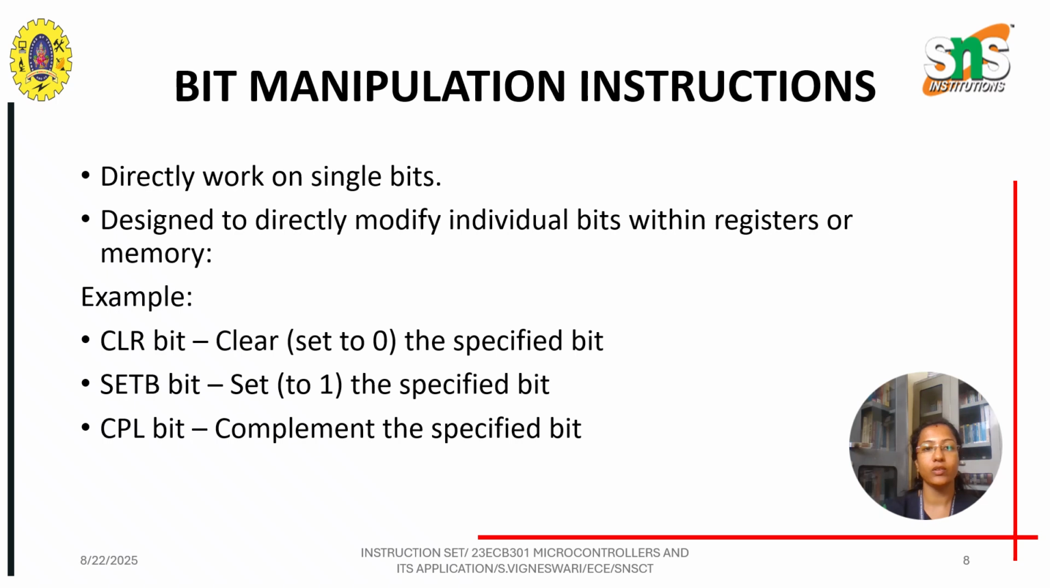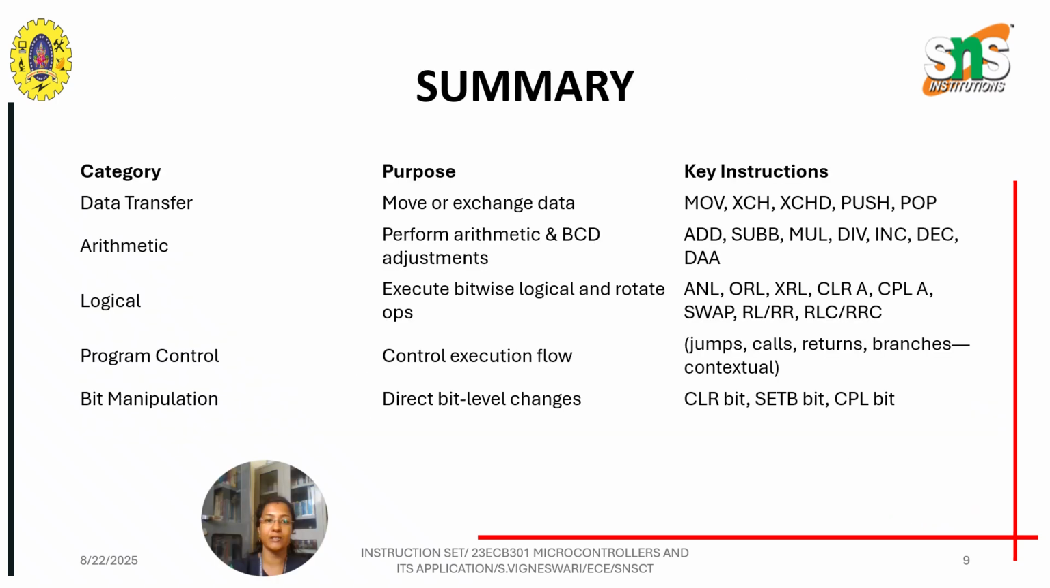We have now seen the bit manipulation instruction. Bit manipulation instructions work directly on individual bits, and this operation can be done between the registers or between the memories. The specific tasks it does are that it can clear a bit, set a bit, or complement a specific bit, so that we can have direct control over the operations.